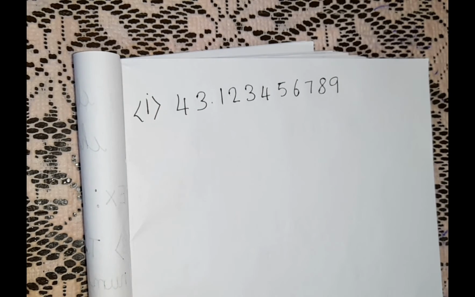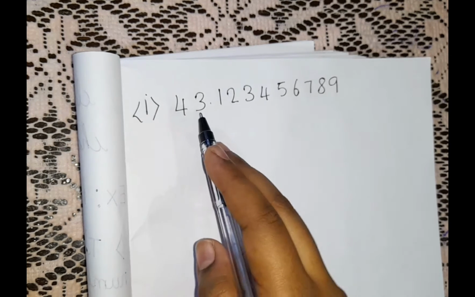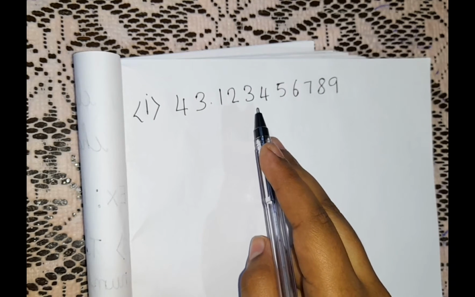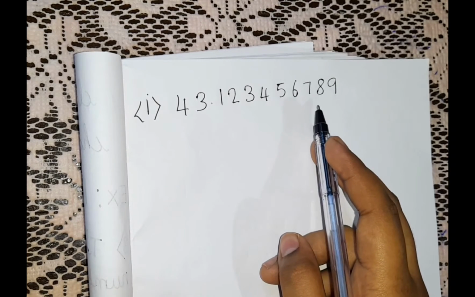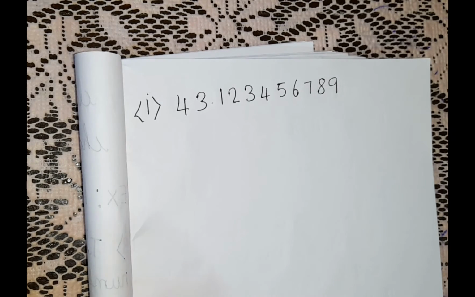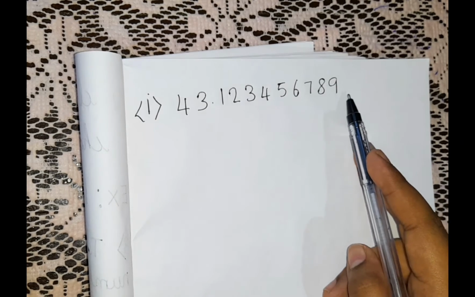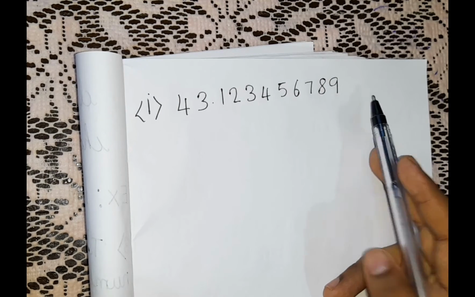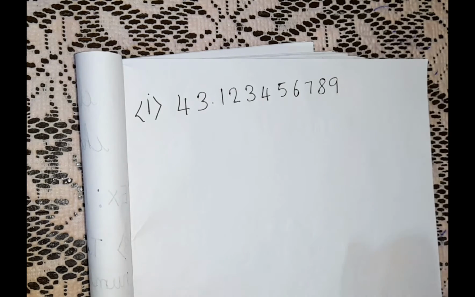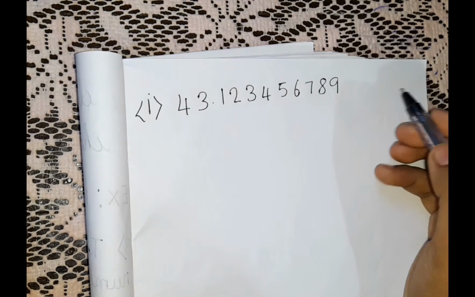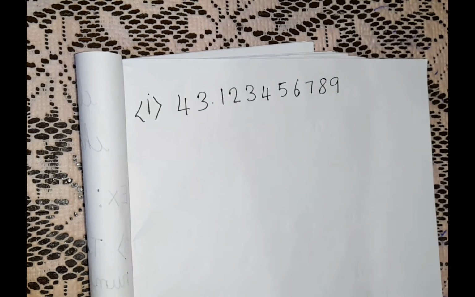In this subdivision we have the number 43.123456789. I would say this is a terminating decimal. You might ask why I am saying terminating decimal. That's because it just stops right over here. We don't have dots like this. If we have dots like this, then it is not terminating, it is continuing.